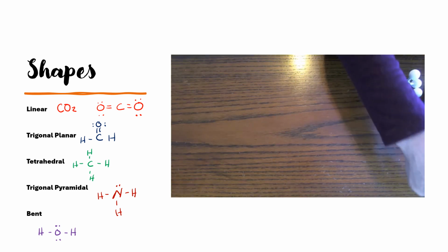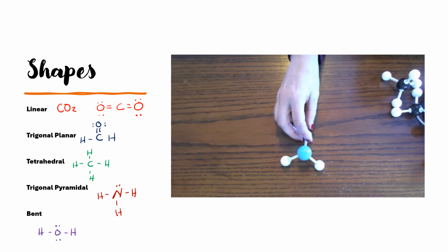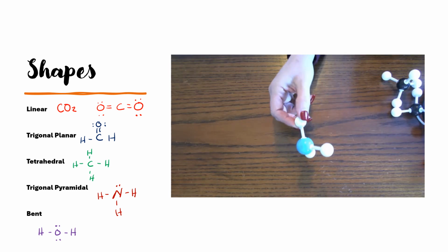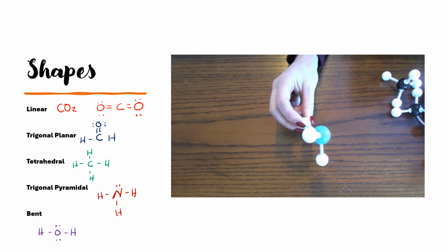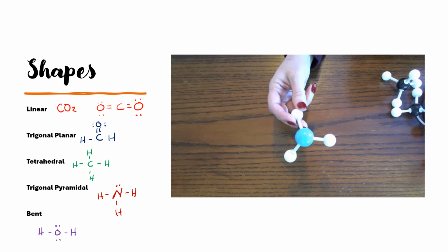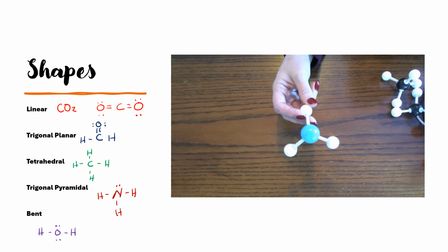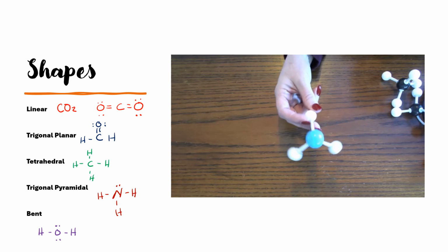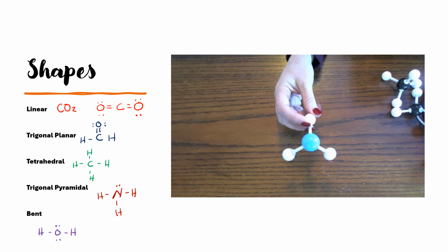For my trigonal pyramidal shape, I'm using ammonia. Now notice here, I have a lone pair on that nitrogen. That lone pair takes up space. So a lot of times what I'll do with these is I'll grab a different color. Normally nitrogen is blue. Sometimes I'll grab a different color and I'll just put an empty stick as my lone pair, just so I can see that that is taking up space. But this is going to give me that trigonal pyramidal shape.